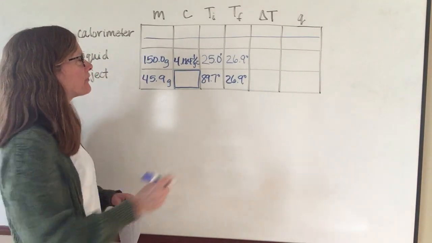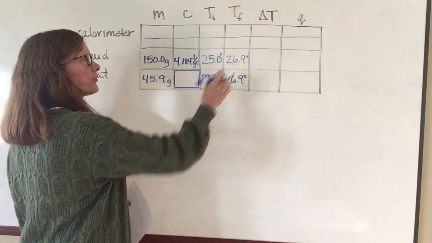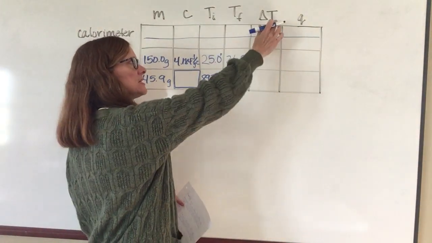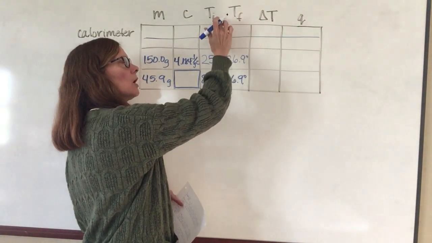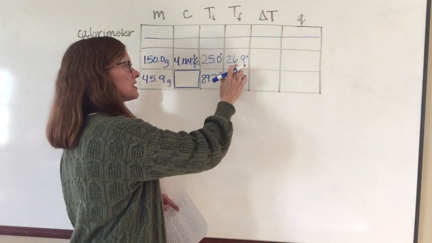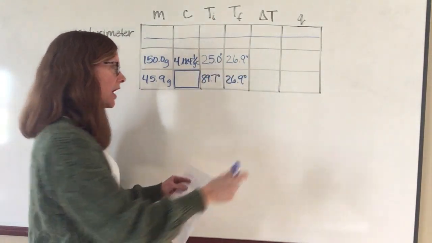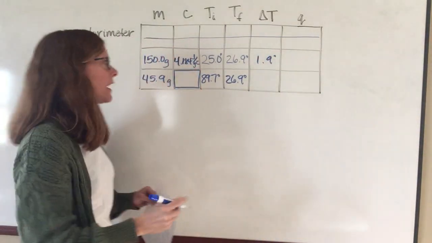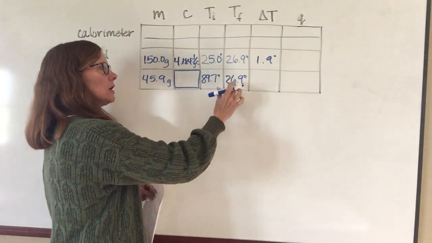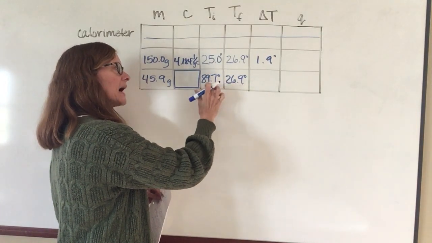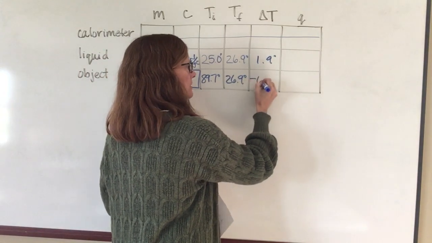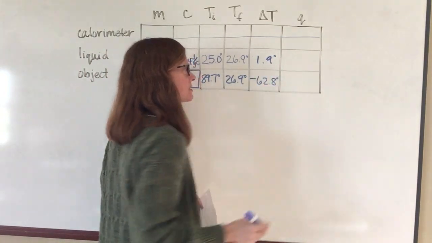Now, if I know an initial temperature and a final temperature, I can calculate a delta T, because remember, delta T is final temperature minus the initial temperature. So 26.9 minus 25 gives me 1.9 degrees. I can also find that down here. 26.9 minus 89.7, that one's going to be negative. And so that's going to be negative 62.8 degrees.